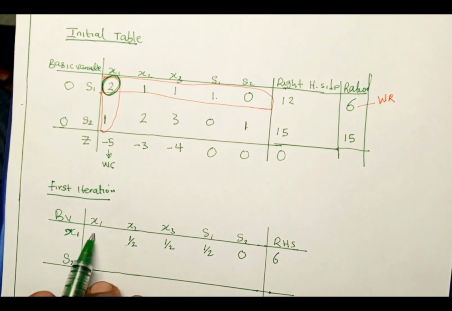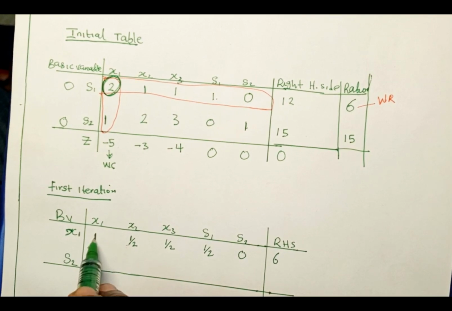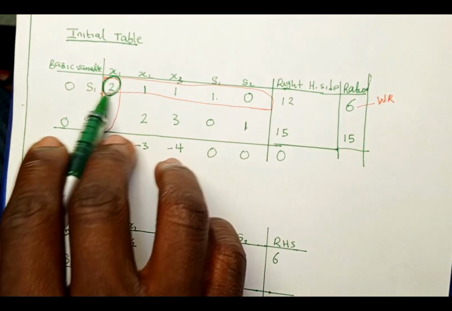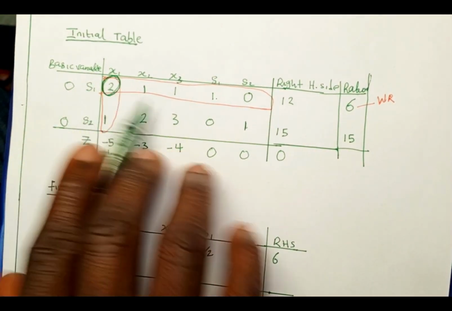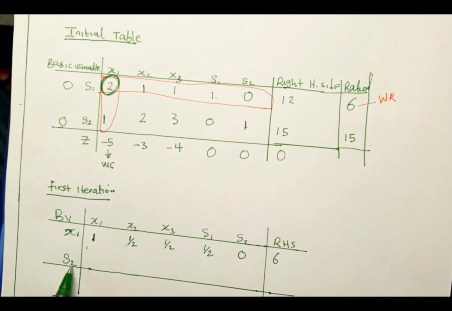Okay, our focus here is to change this key element to 1. Now we turn it to 1 here by dividing it by itself. 2 divided by 2 is 1. And if you do that, it must affect everything here. So that is why we have 1 over 2, 1 over 2 here. The next thing is to get this S2 row.